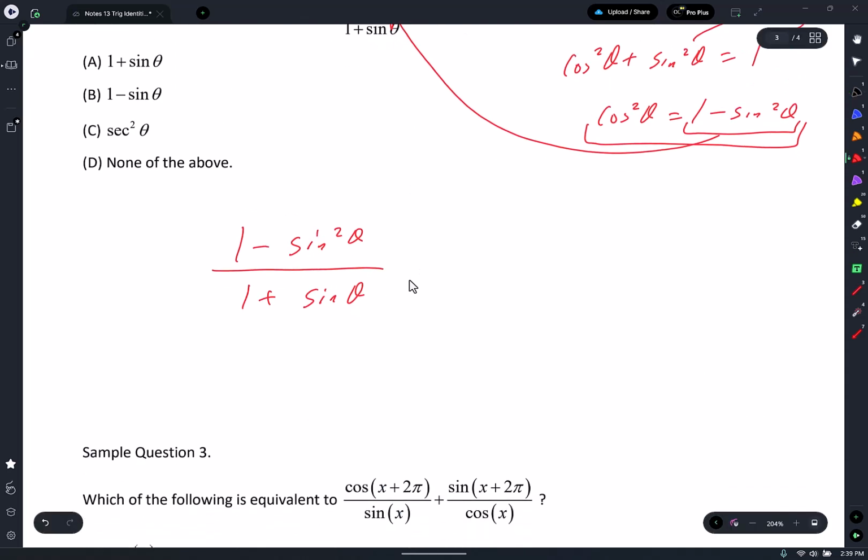Side note. Nothing cancels, but the top is the difference of squares. 1 times 1 is 1. And sine theta times sine theta is sine squared theta. Do you guys see that?